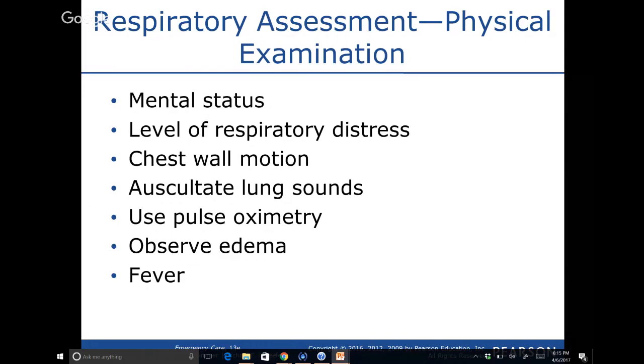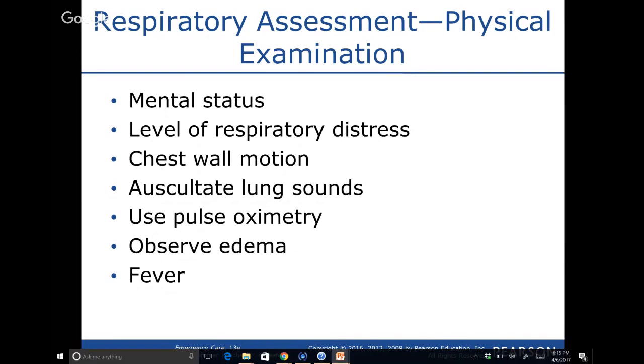Level of respiratory distress. They're complaining of shortness of breath, but they're sitting there breathing 20 times a minute, they're 99%. You really don't see it. Or is their respiratory distress acute, because they're in a tripod position, they can't catch their breath, they can't talk in complete sentences.